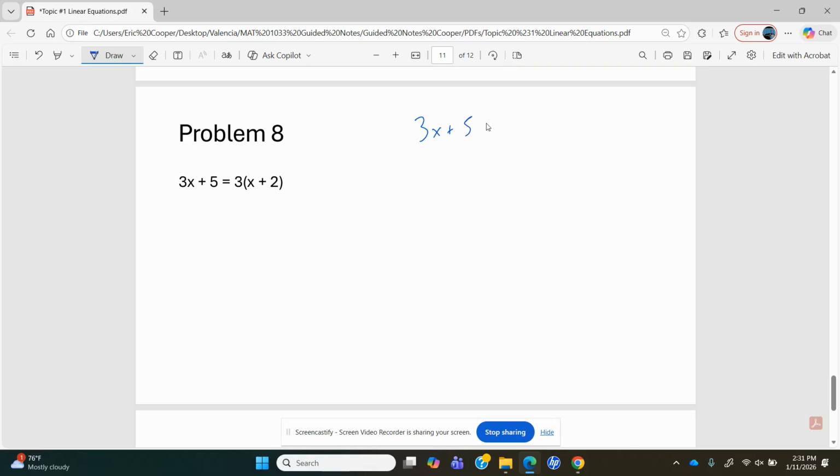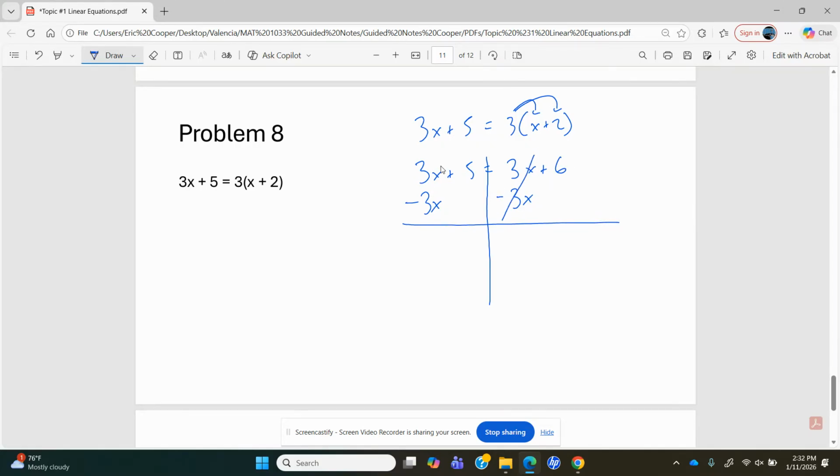So in this problem, we have a parentheses on the right side. So we're going to distribute to get rid of that parentheses. We don't do anything to the left side, so we'll bring it down. 3 times x is 3x, and 3 times 2 is 6. Now I try to move the smaller of the x's, but if you notice here, the x's are exactly the same. I have 3 x's on both sides. So when I try to move each one of them, both of them are going to end up canceling out.